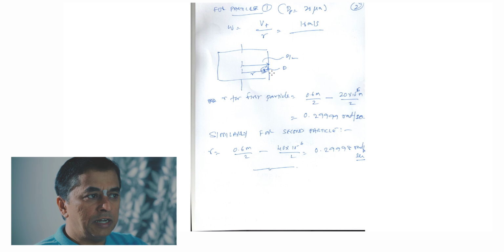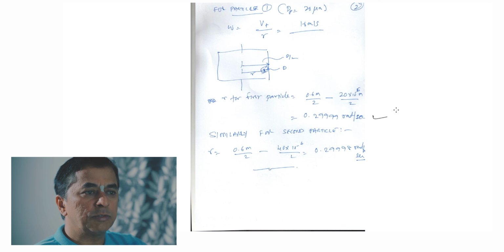So R for the first particle is equal to 0.6 meters by 2, because this is the total diameter, and half the diameter is 0.6 by 2. And the center of this particle from here is this total distance minus the radius of the particle. This gives this value, and if you calculate it, it comes out as 0.29 radians per second.